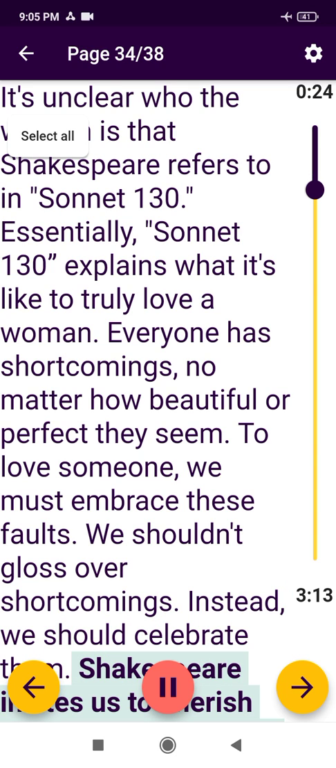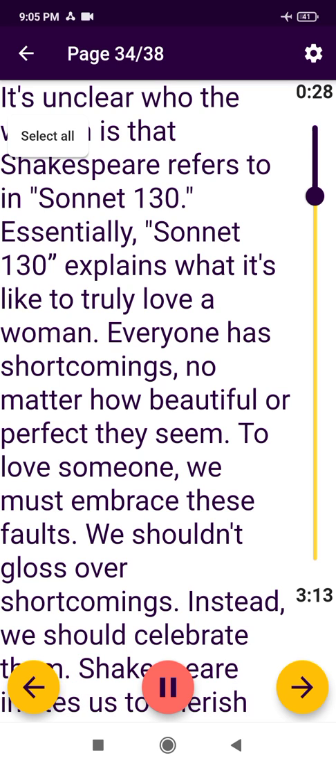Shakespeare invites us to cherish the subject of Sonnet 130, despite her average beauty and figure. In the first quatrain, Shakespeare compares his mistress to natural things. In each comparison, she comes up short. For example, he explains that she is nothing like the sun, because no one's eyes are as bright as the sun. She doesn't have coral red lips, either, because lips are naturally pink, or dull red.